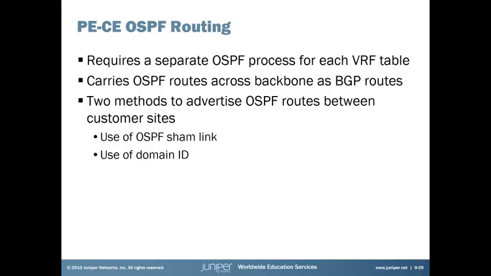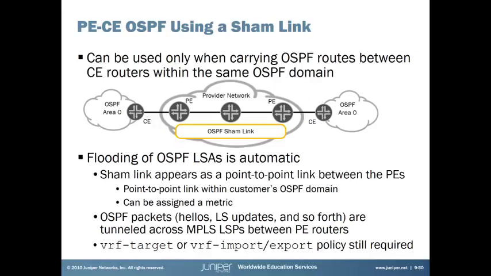If we're using OSPF between the PE and the CE, we need a separate OSPF process for each VRF table, and it's going to be carrying the OSPF routes across the backbone as BGP routes. There are two methods to advertise these routes between the customer sites: we would use an OSPF sham link, or we can use a domain ID. So these are OSPF mechanisms.